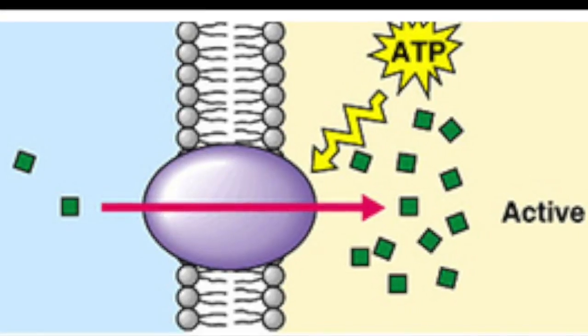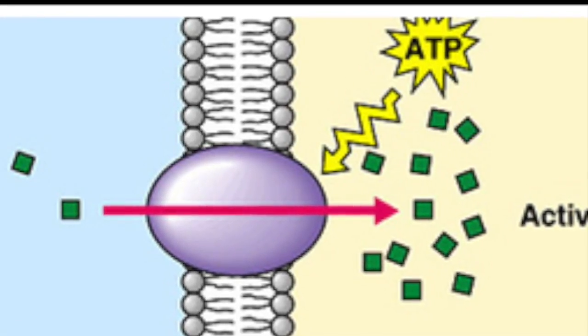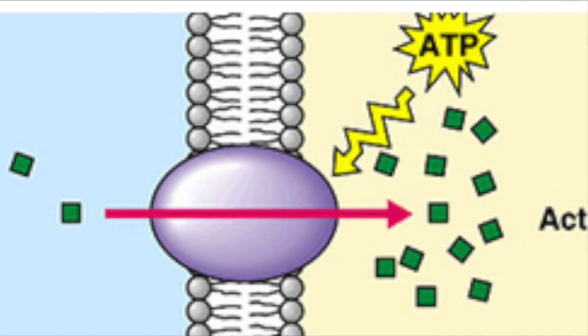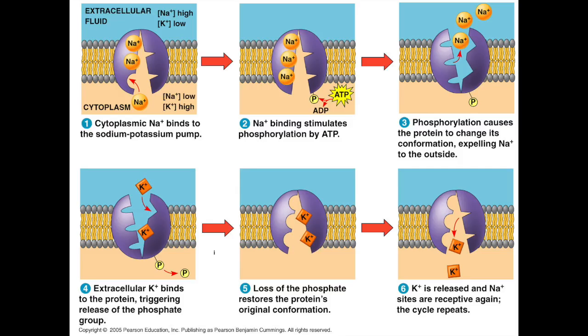When this happens, the protein changes shape, which then translocates a solute bound to the protein across the membrane. An example of this is the sodium-potassium pump.